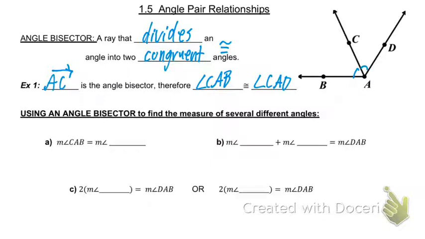Using the angle bisector up above, the measure of angle CAB would be equal to the measure of what angle? CAD, or DAC.